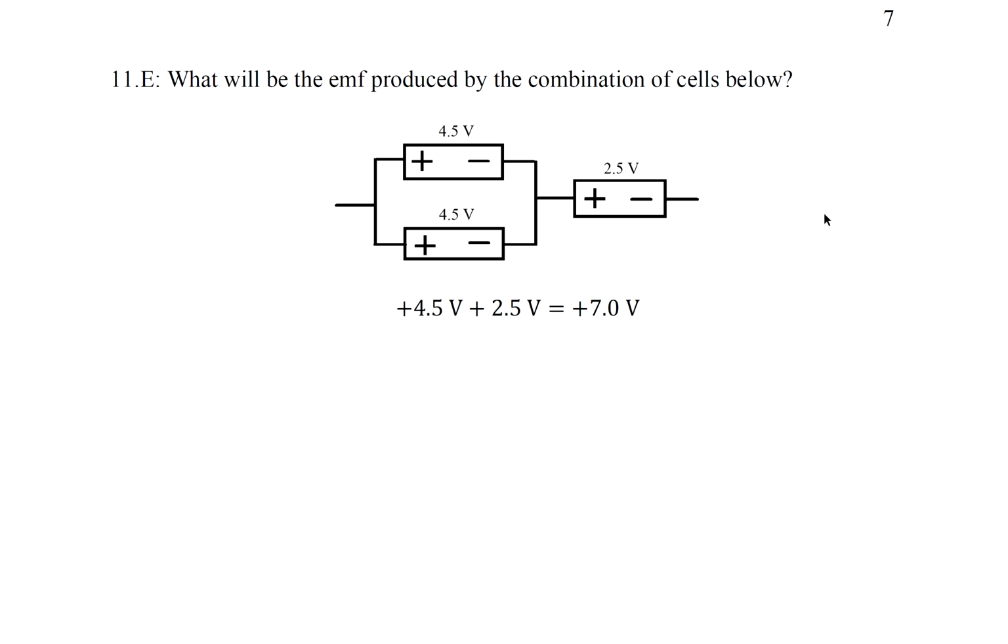Question 11. What will be the EMF produced by the combinations of cells below? So you see the 2 cells in parallel, they're both 4.5 volts. So we just say it's 4.5 volts because they're in parallel. And we add it to the 2.5 volts because now it's going to be in series if we simplify the 2 in parallel.